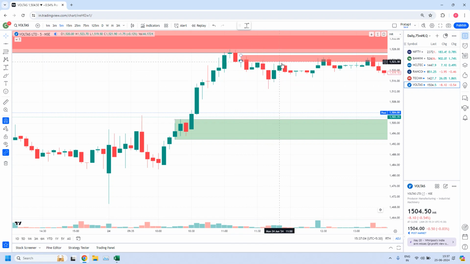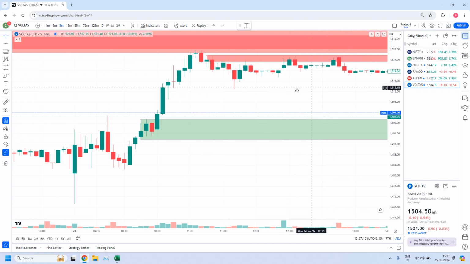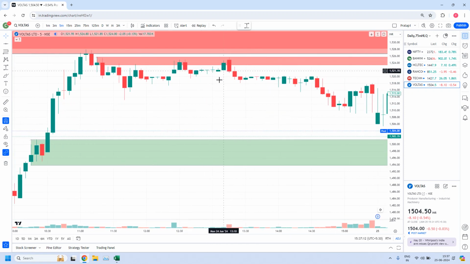This is the second test. Again, prices came down. This is the third test. Prices came down but not significant. And previously, prices again, I think the same trading day, Monday. Monday it gave first test, not significant. Again it gave second test, and after that see how significantly prices have come down.